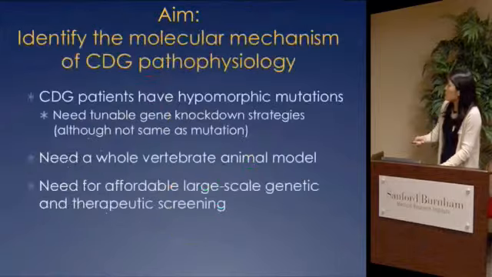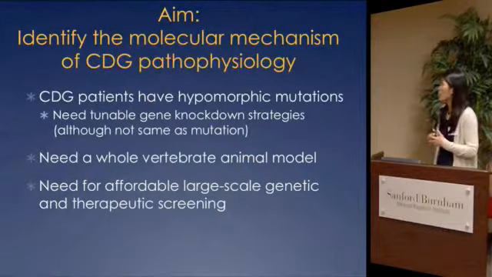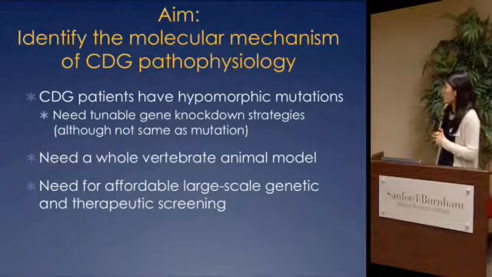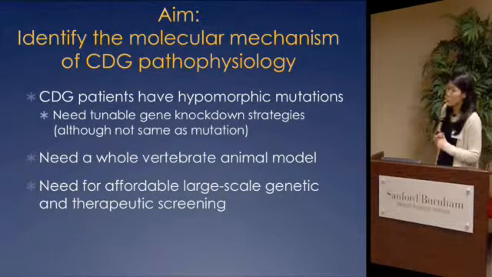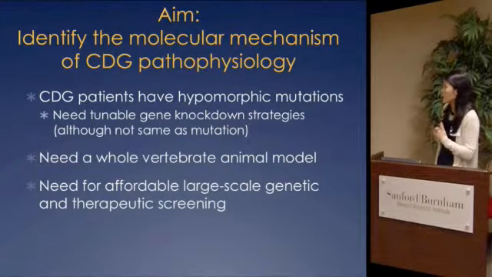This brings us to the aim of our project, which is really to understand and identify the molecular mechanism underlying CDG. As Hud had mentioned, CDG patients have hypomorphic mutations, and this brings us to why we use the zebrafish, because we have tunable gene knockdown strategies to get not a complete knockout, but a knockdown of these enzymes, albeit not the same functionally as the mutation.